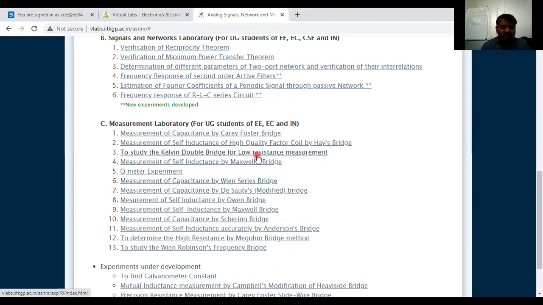Once the third unit is started, all the bridges and potentiometers are there. All the bridges we are going to do by virtual lab here. It will take another 1 week, I think. After 1 week, we'll start this one. Okay. So now, which experiment do we have to do?